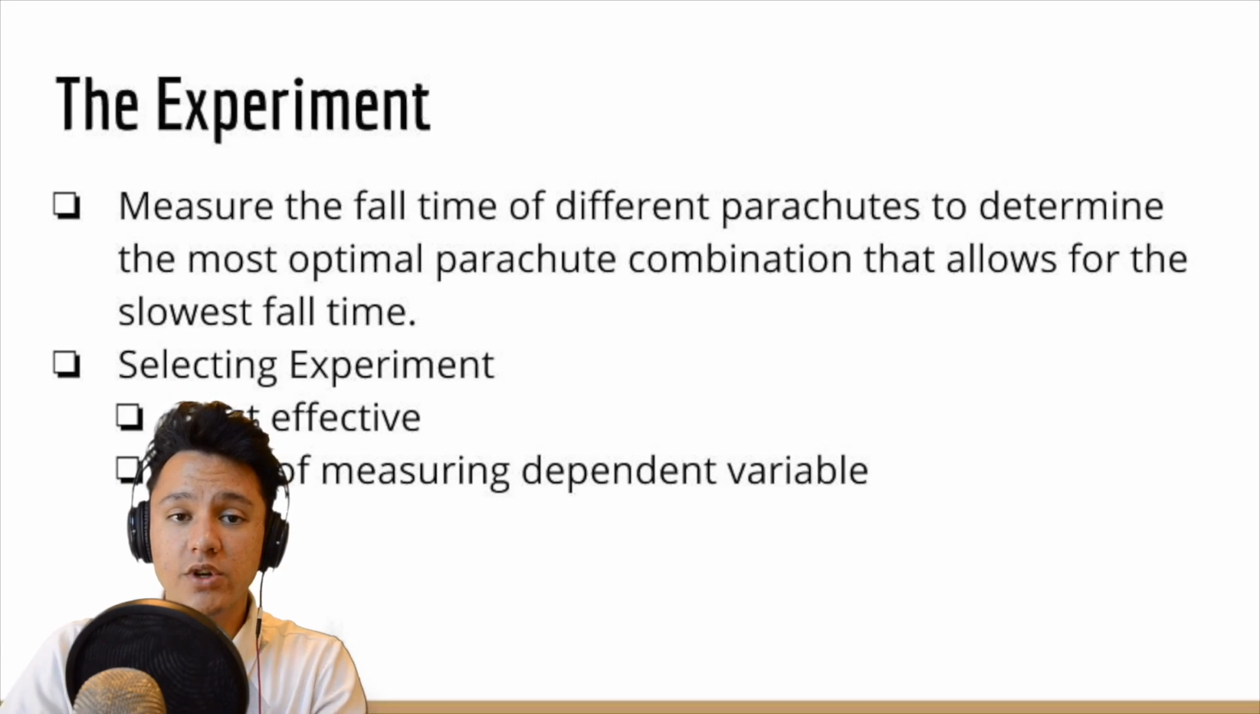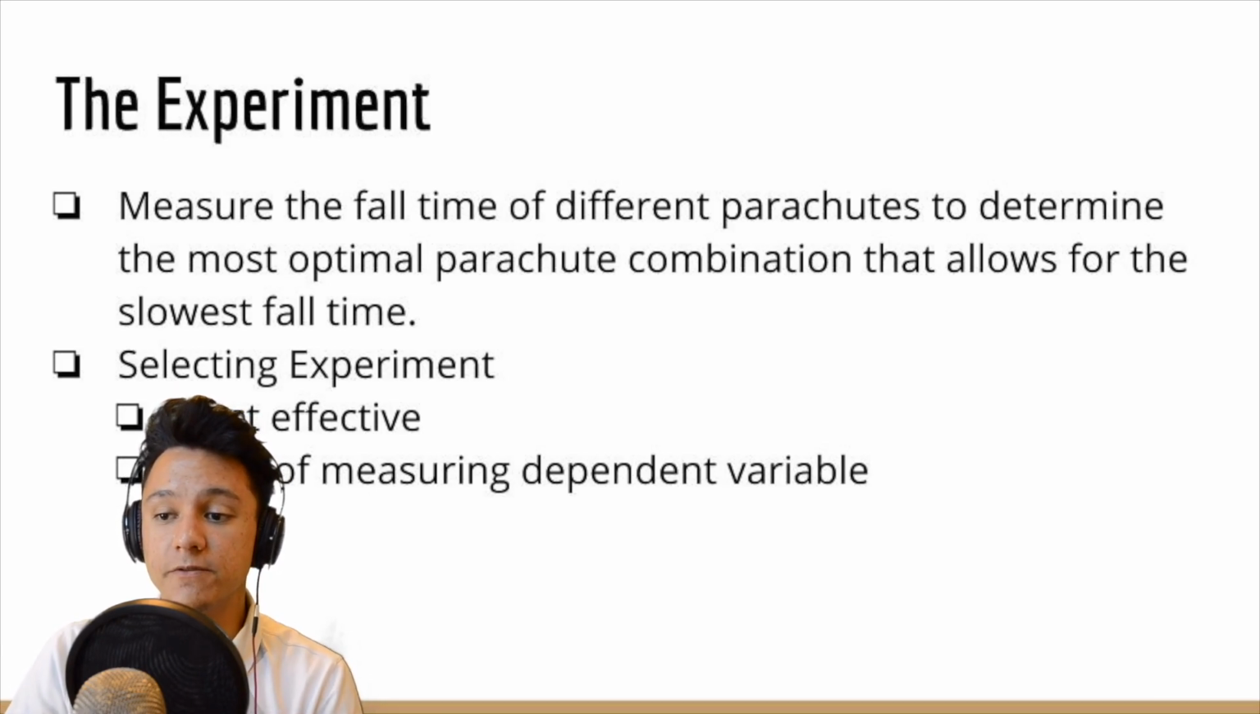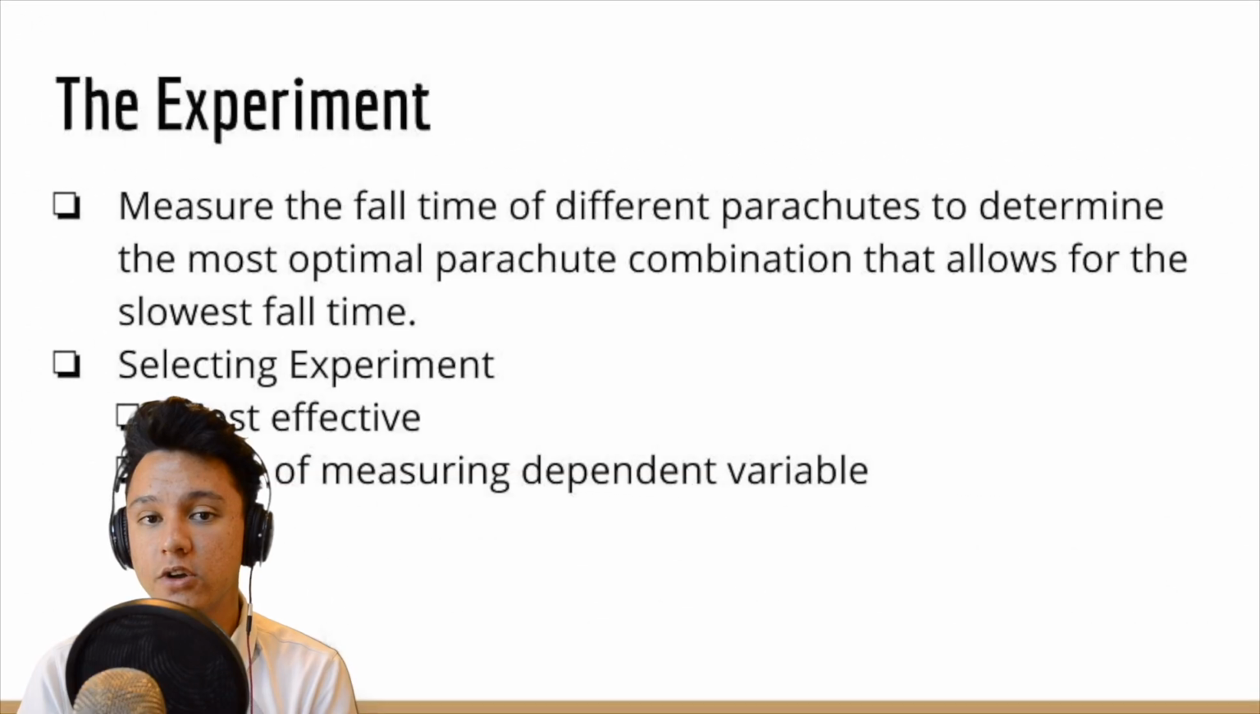And so for the experiment, we tested parachutes. We measured the fall time of different parachutes to determine the most optimal parachute combination that allows for the slowest fall time.